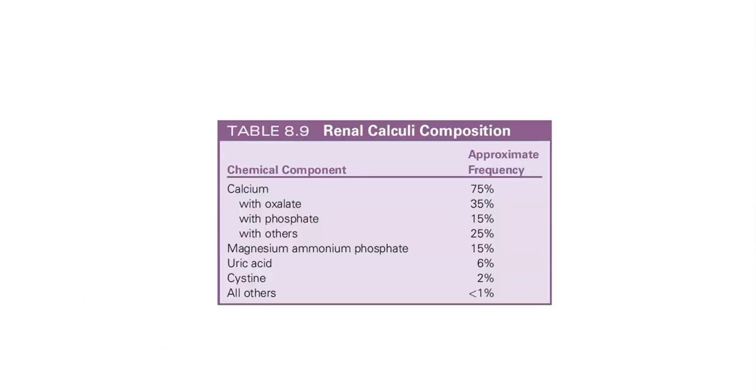This is a table that lists the frequency of the different types of kidney stones by what they are composed of. And when these kidney stones are formed, you may see in the urine these crystals that appear, because they are components of the stones. This is the end of part 1.